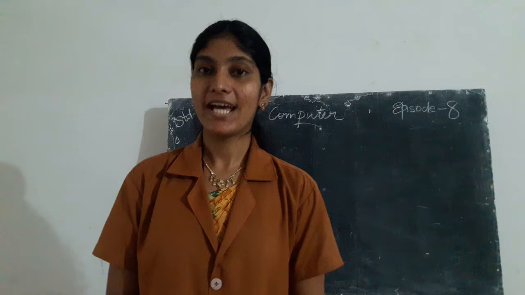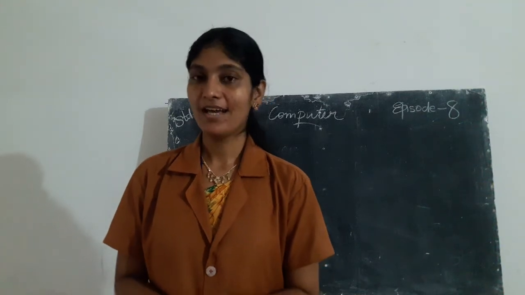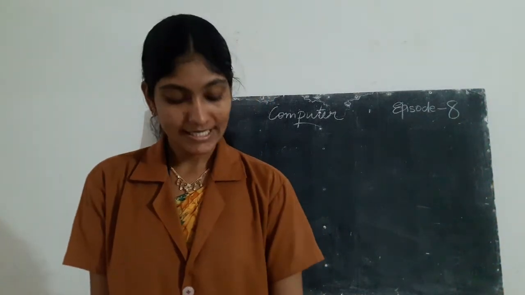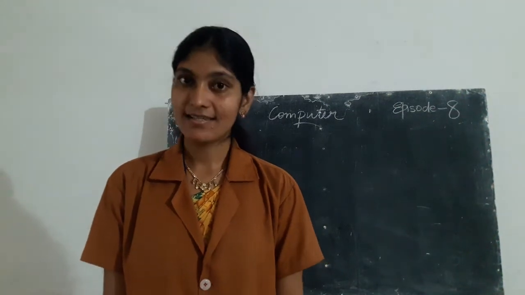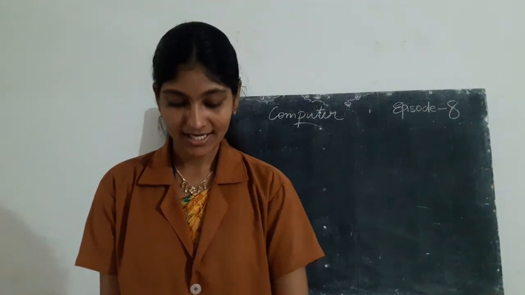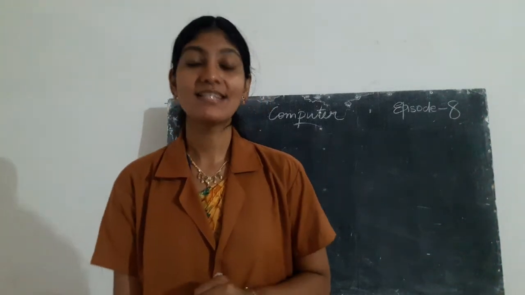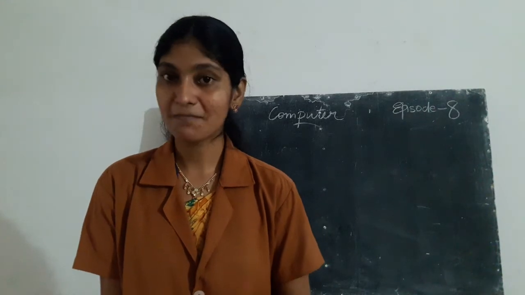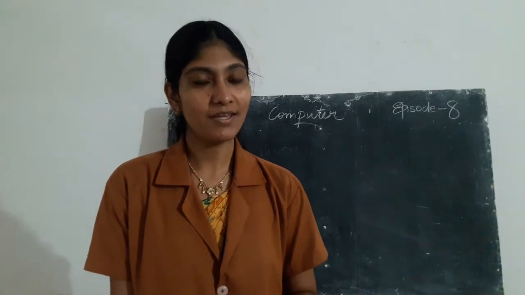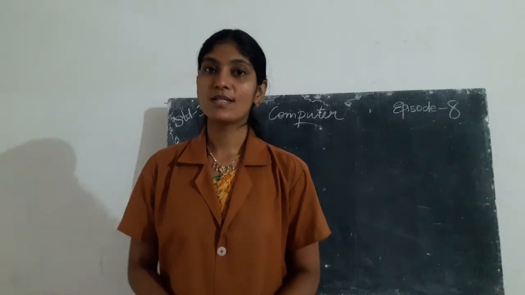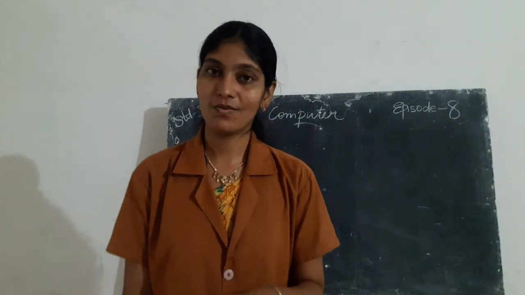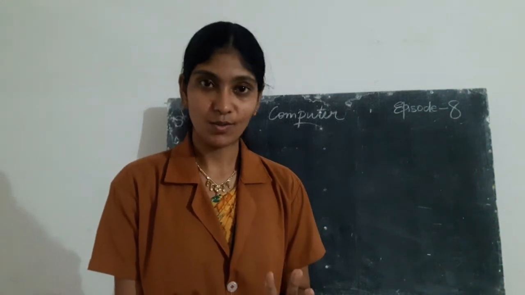Last class we discussed what is a file, what is a folder, what is an operating system, then icons, taskbar, start button, etc. So what is an operating system? Let's revise it. The operating system manages all the functions of a computer, right? And also it acts as an interface between a user and the computer. Then we learned an example of an operating system. What is that? Windows operating system.